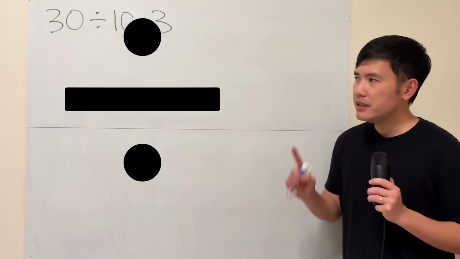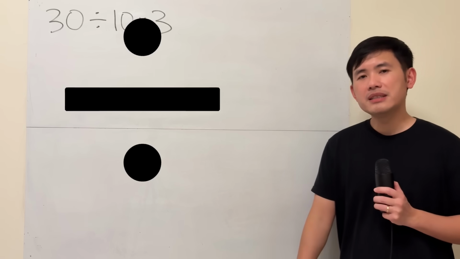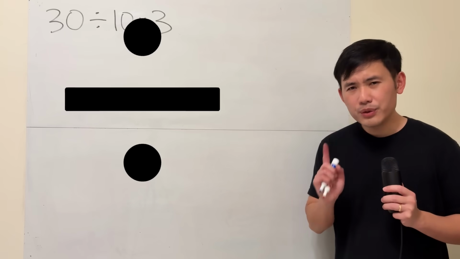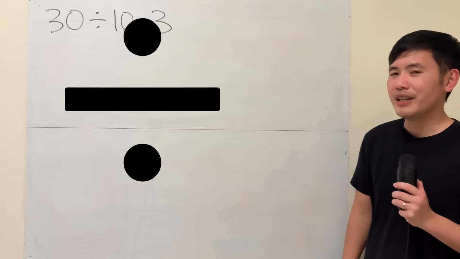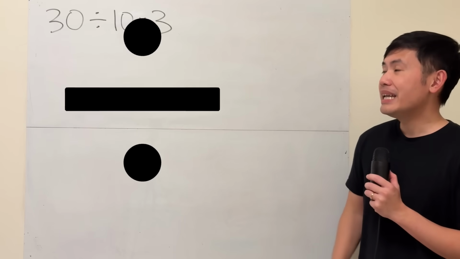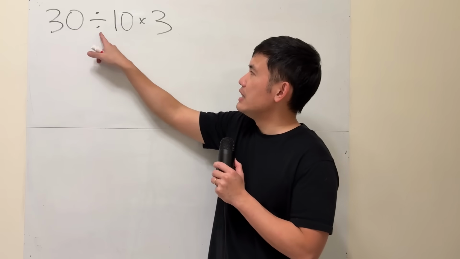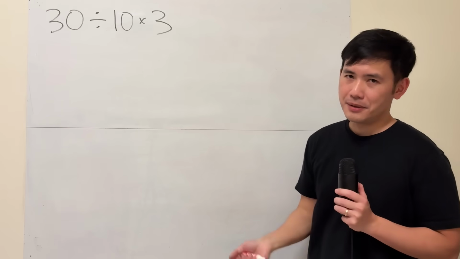Let's talk about the division symbol because I think that it has caused many confusions. And the truth is, once you get to algebra, you don't see this symbol anymore. So let's talk about it. And let's have a look at this question first. If we have 30 divided by 10 times 3, what's the answer?